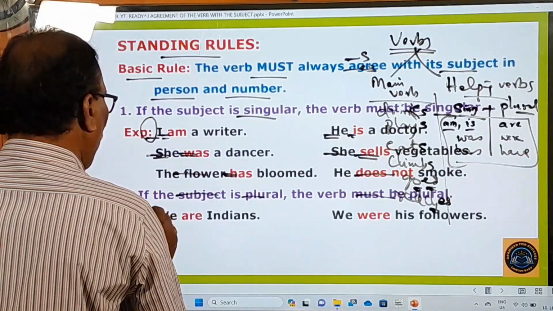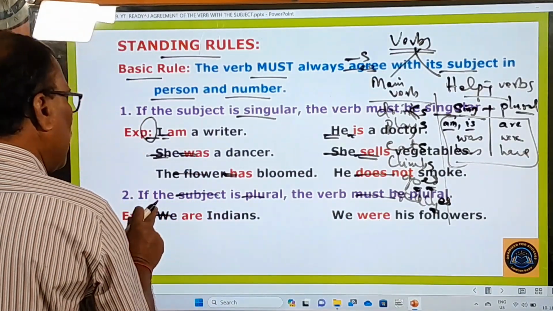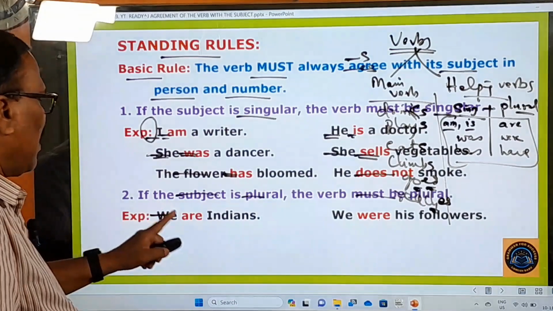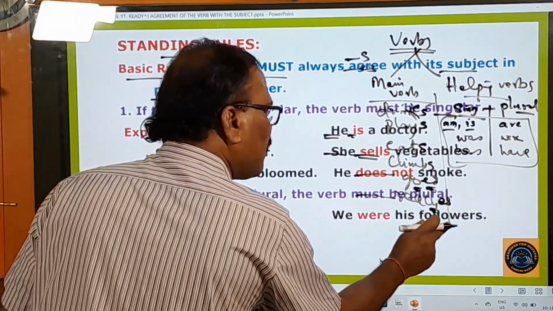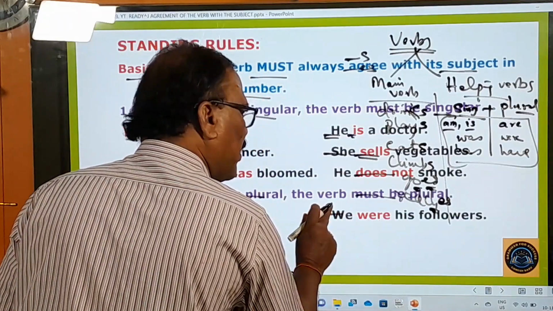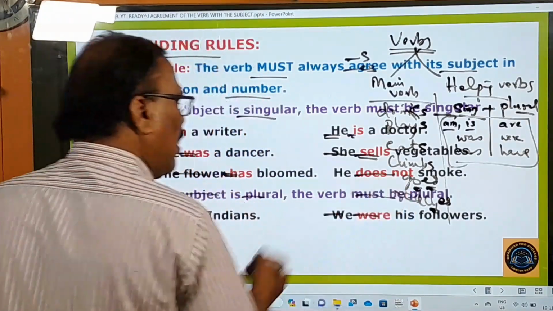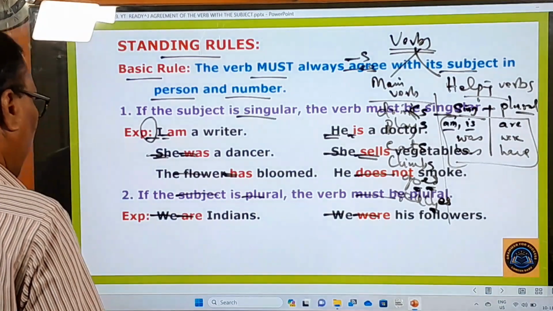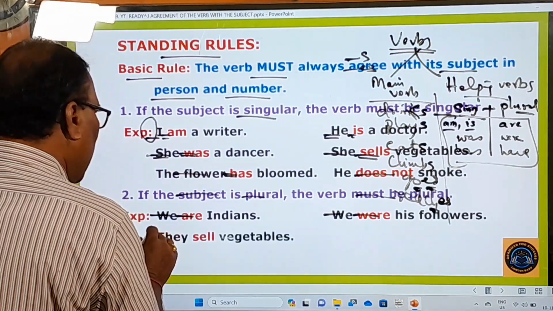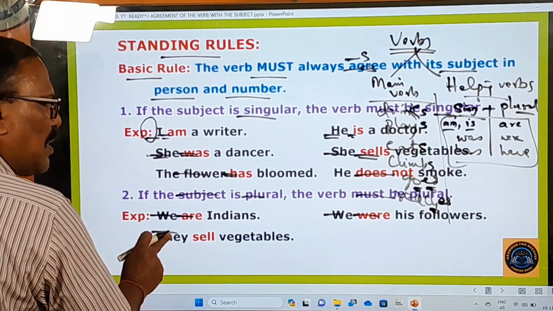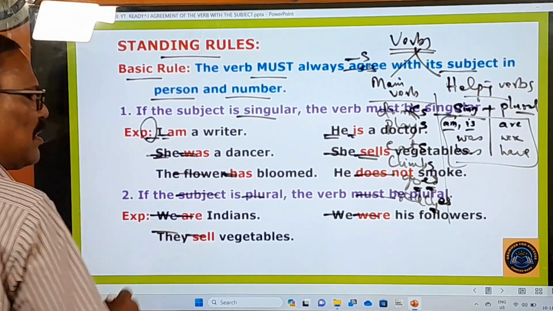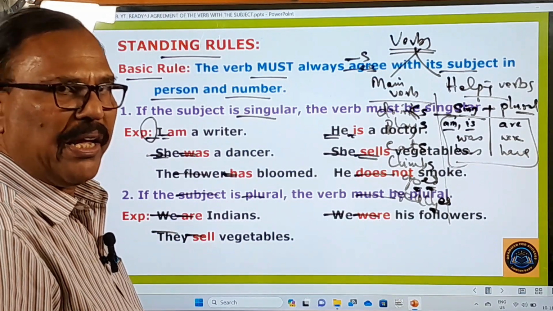What are the examples? We are Indians. We is a plural subject, and therefore a plural verb is used here. We were his followers. We is a plural subject and a plural helping verb is used there. And then comes, they sell vegetables. They, what is that? It's a plural subject, and sell is what? A plural verb.